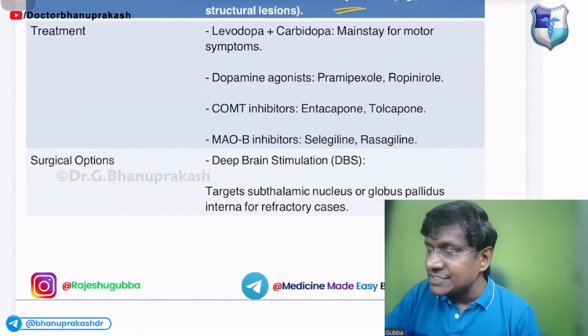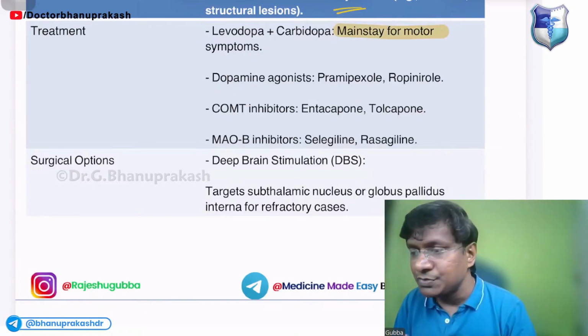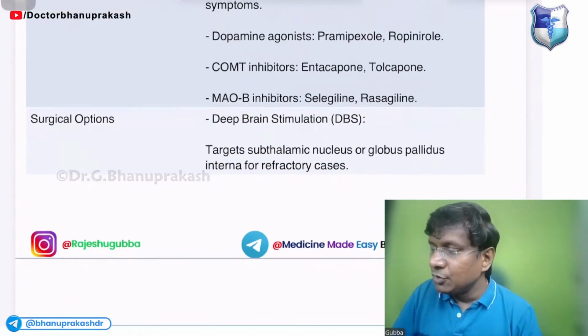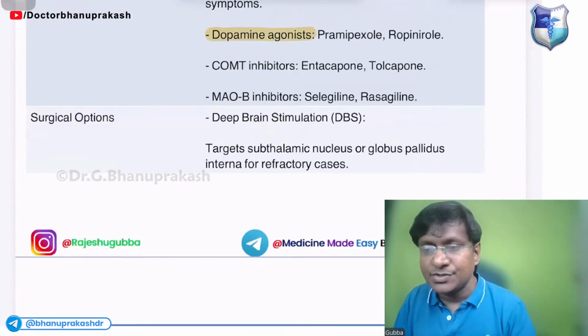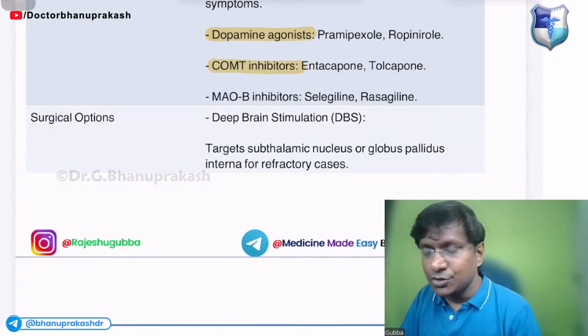And what is the mainstay of treatment? Mainstay of treatment for motor manifestations will be levodopa plus carbidopa. And what are the other examples? We have dopamine agonists, which include pramipexole and ropinirole, COMT inhibitors, that is entacapone and tolcapone, and monoamine oxidase inhibitors like selegiline as well as rasagiline.